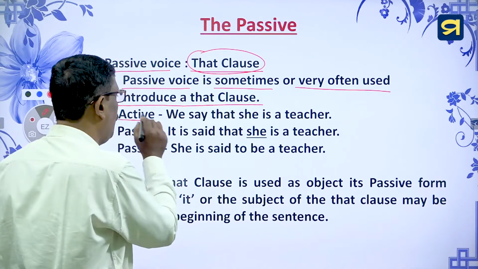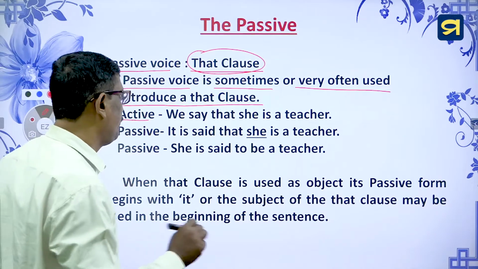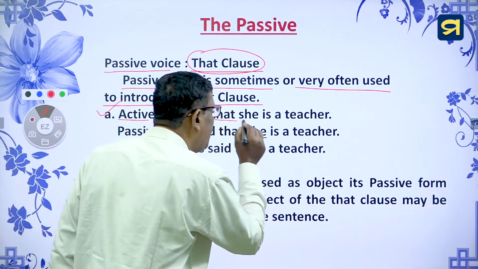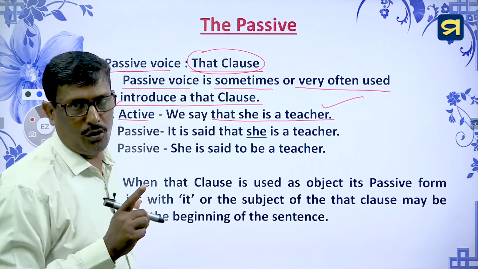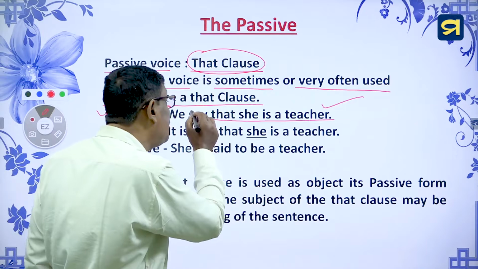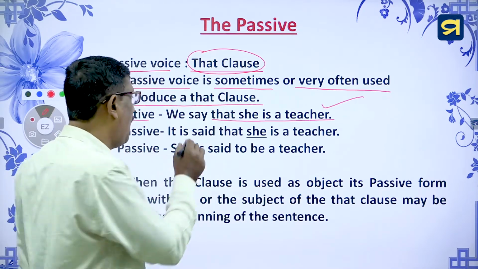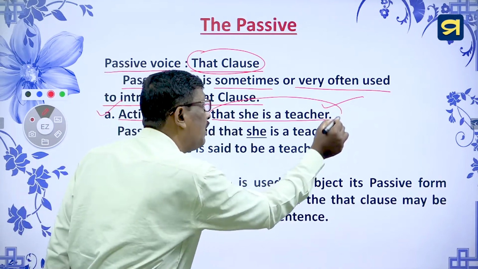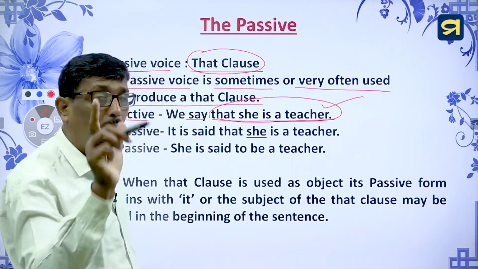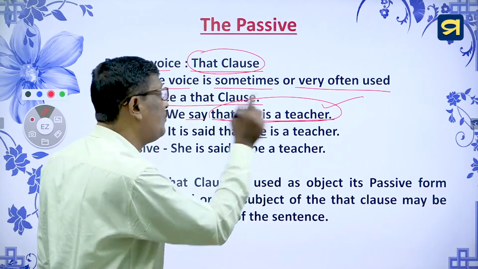Active voice: we say that she is a teacher. You mark that "that she is a teacher" is in object position. Why? Because it is the object of the verb. After "say", we can pick out that the that clause is an object here. We say that she is a teacher.